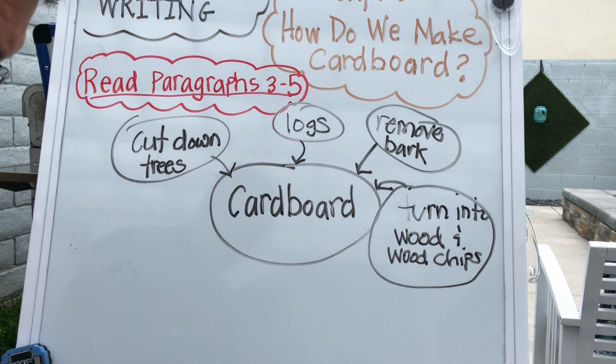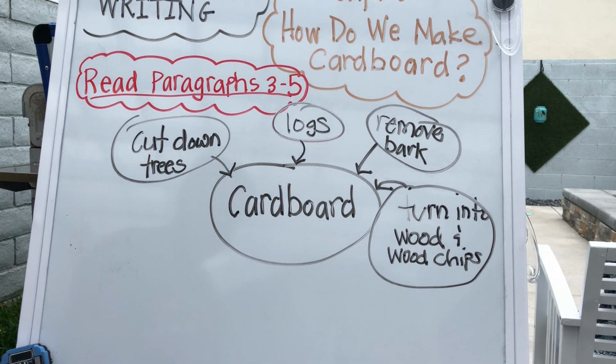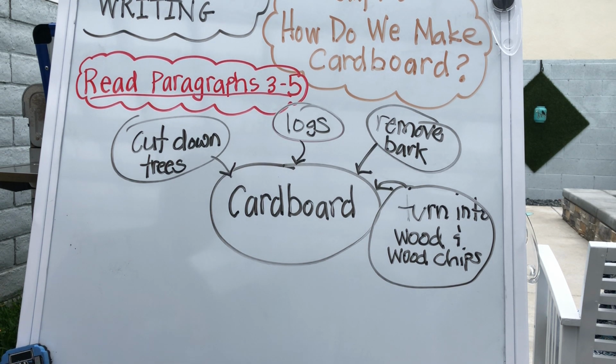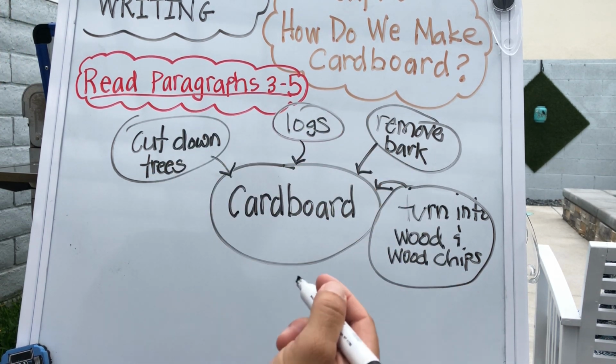So the next thing that I underlined was that the wood chips, they use those wood chips to make cardboard, okay? So this is the big thing. They use wood chips to make cardboard. So what they do is they take the wood chips and they turn it into a soft, soggy pulp. They wet the wood chips and they make something called pulp.